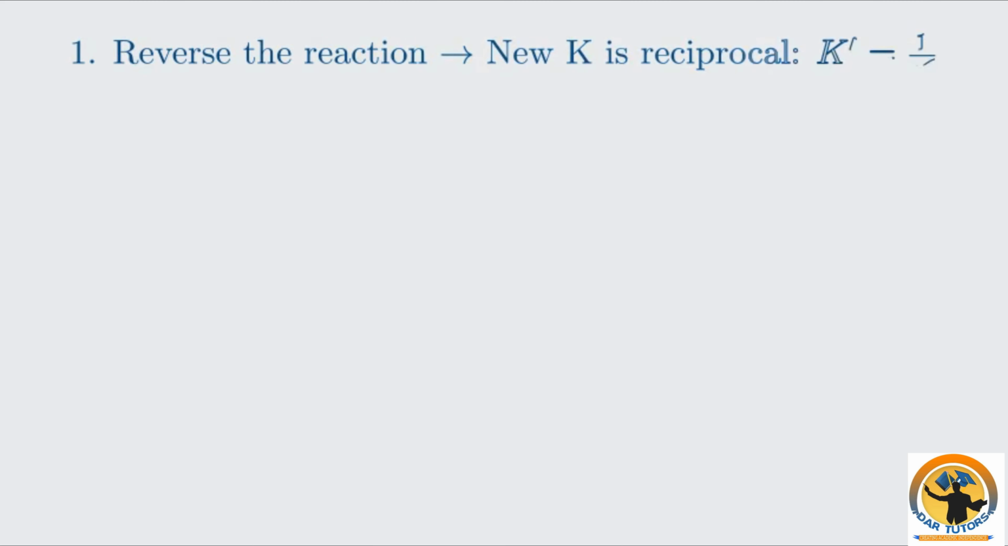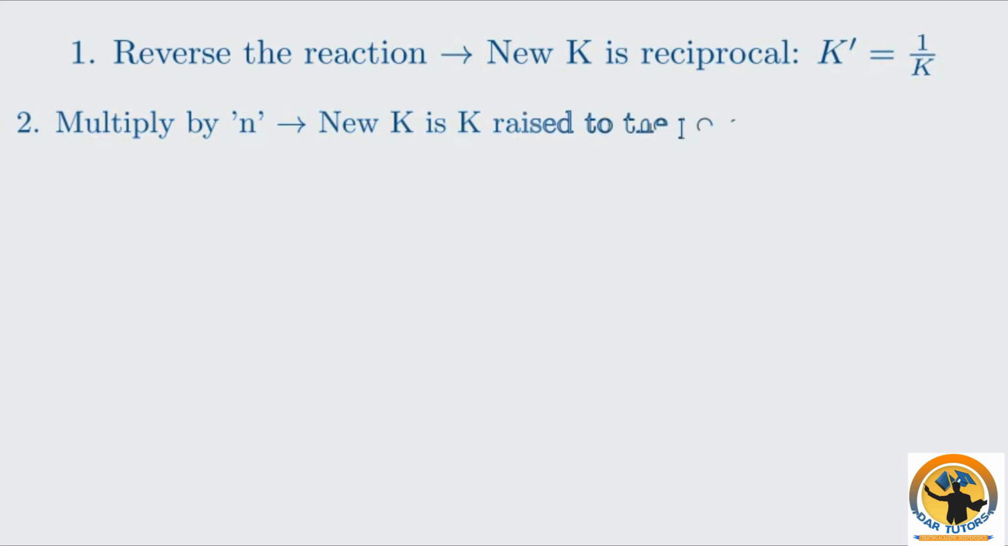First, if you reverse a reaction, the new equilibrium constant, let's call it K prime, is simply the reciprocal of the original K. So, K prime equals 1 over K. Second, if you multiply all stoichiometric coefficients in a reaction by a factor, say n, the new constant K prime is the original constant K raised to the power of that factor n. For example, if you double a reaction, the new K is K squared.